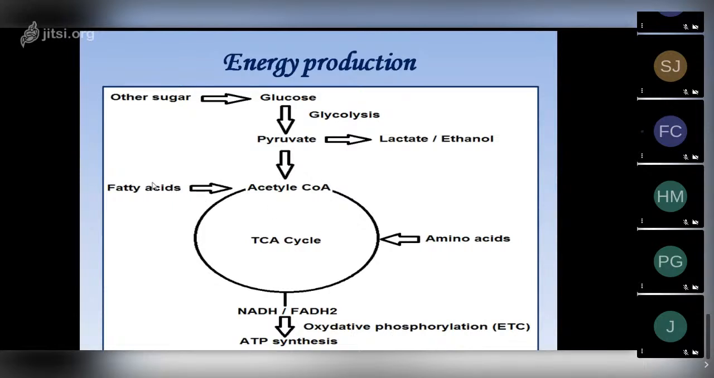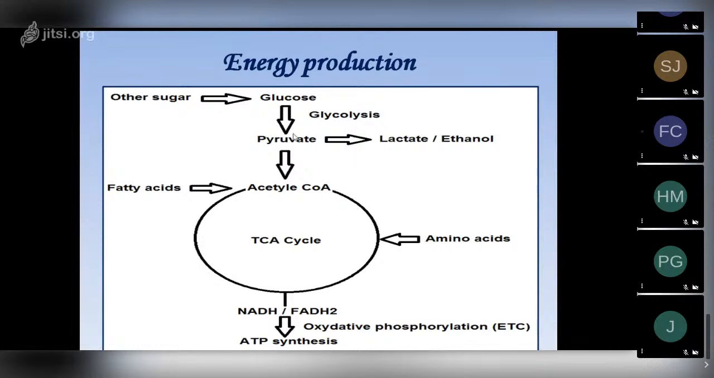Okay, all the fatty acids, if they are degraded, will form acetyl CoA. Again, it will come to the citric acid cycle, and the same pathway will be followed. And the different 20 types of amino acids may also be converted into different intermediates of this TCA cycle, and they will enter the TCA cycle, and they will also follow the same pathway for synthesis of ATP.